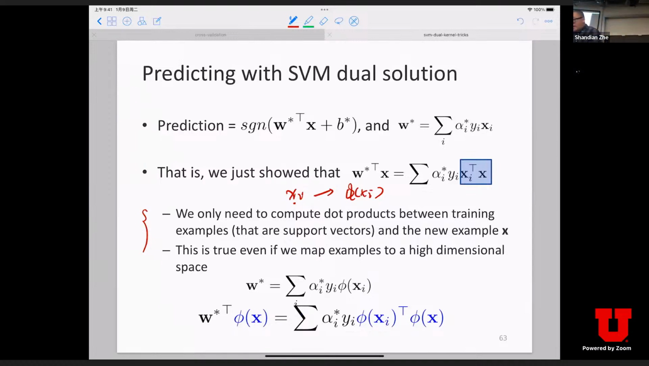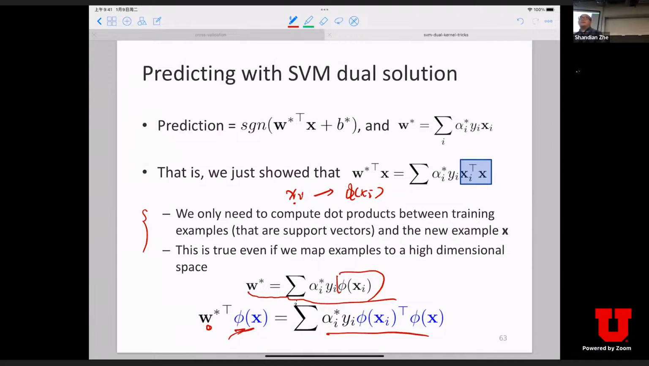Then, given that assumption, you can imagine in a higher dimensional space, your weight vector can still be represented by the weighted summation of the feature vector. But now the feature vector is the mapped feature vector, phi of x_i, right? And then when you do the prediction, when you calculate the dot product between a weight vector and the test example's feature vector, remember we need to first perform the feature transformation over the original feature vector, right? Then we do the dot product, and then you can derive it.